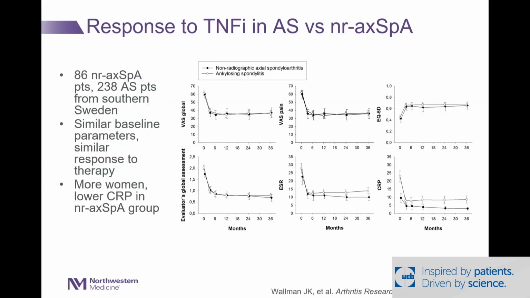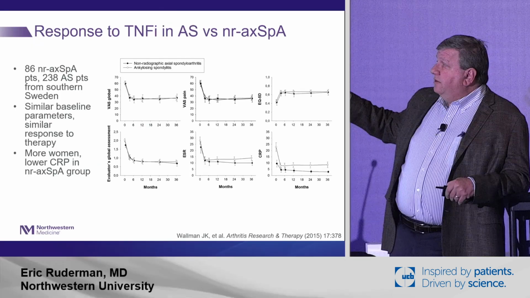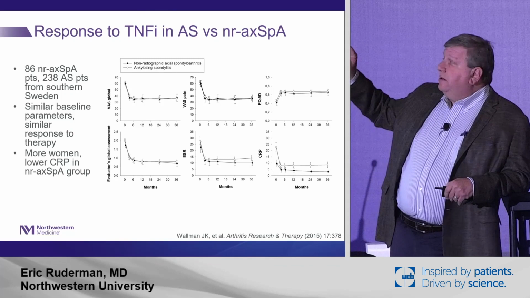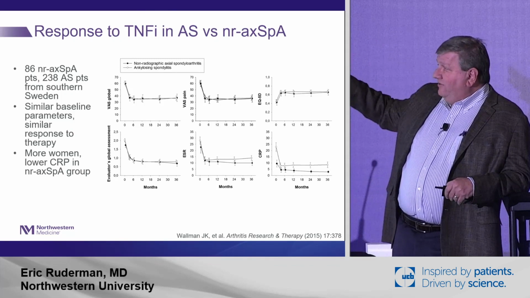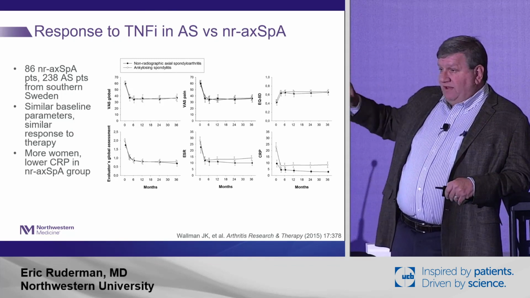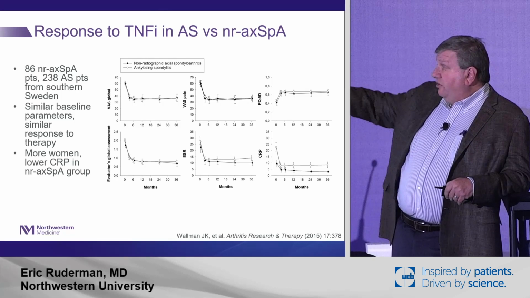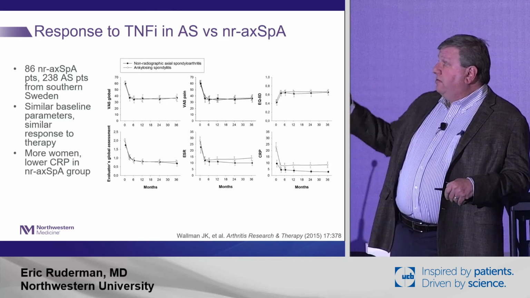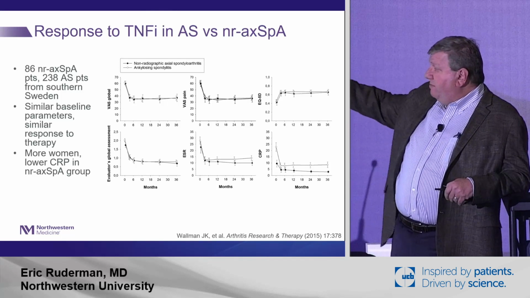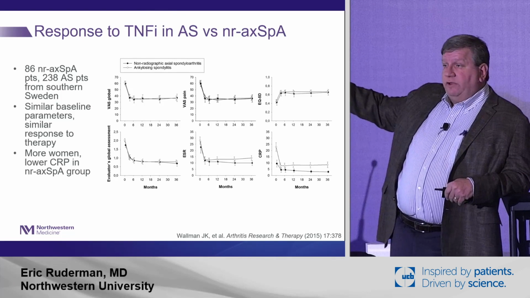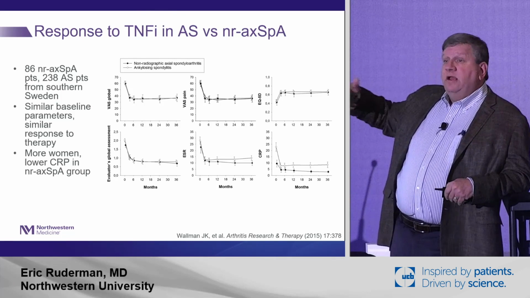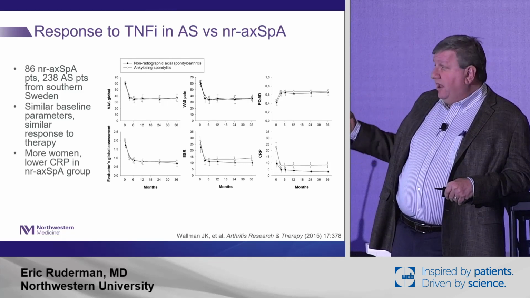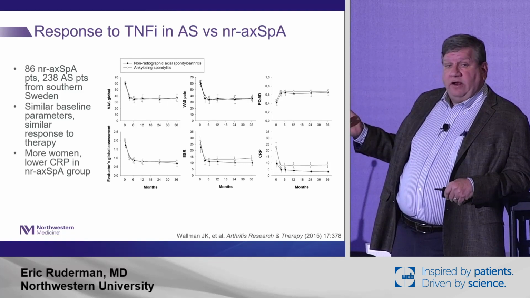So here is some registry data. This is from Sweden. They took 86 folks with non-radiographic axial spondyloarthritis, 200-something folks with AS, okay? Very similar baseline demographics. And it turns out their response to therapy, these were people starting a TNF inhibitor, their response to therapy by pretty much every measure of response was equivalent. And the differences they noticed, like I told you before, is that there are more women in the non-radiographic group and they tend to have a lower C-reactive protein.